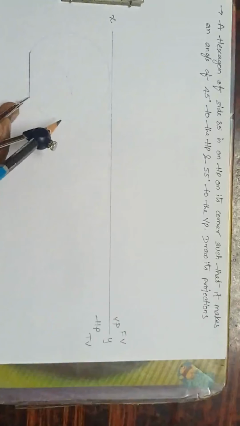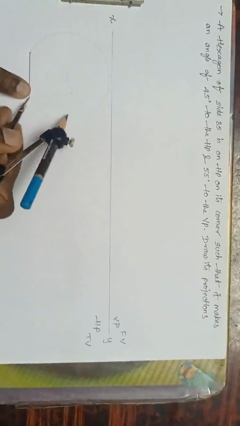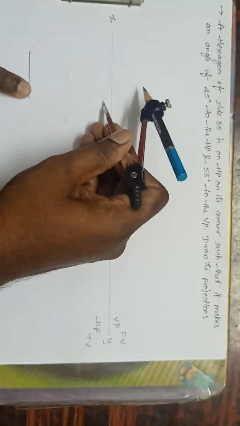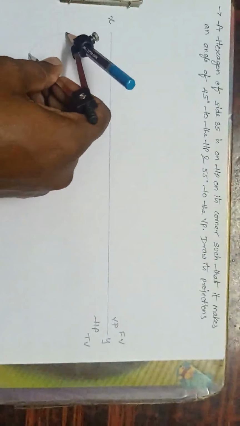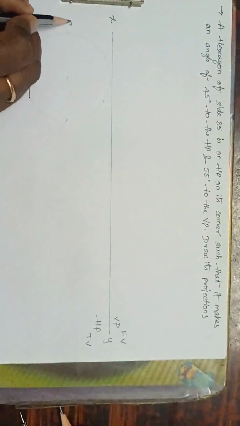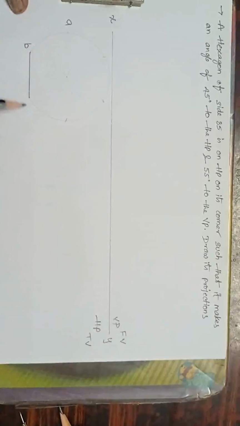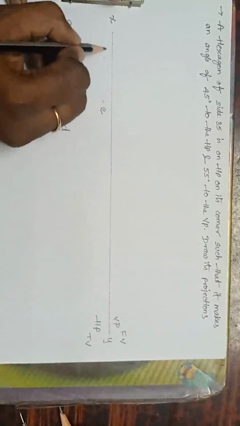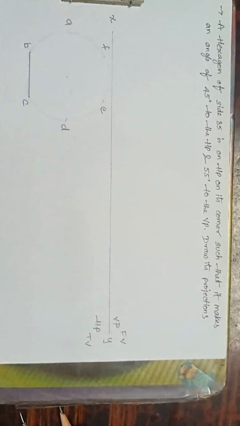Now on this circle, with this as center, cut here, this as center, cut here, with the same 35 only. This as center, cut here, and this as center, cut here. Okay, you will get 6 sides. See, this is A, this is B, C, D, E and F. Just join them, you will get a hexagon.